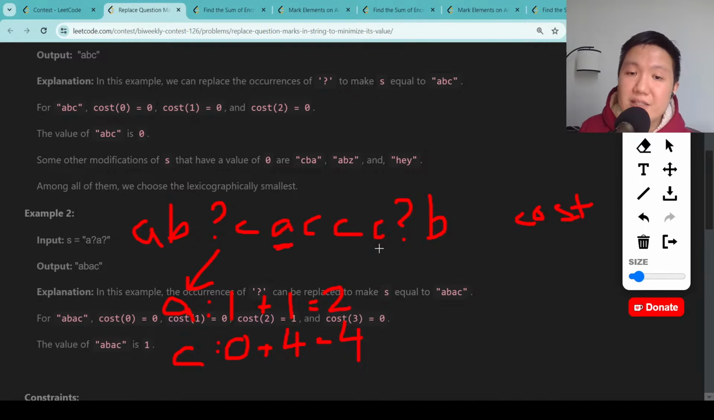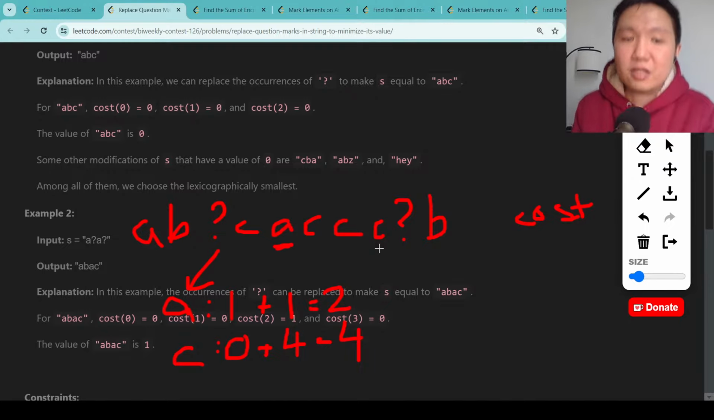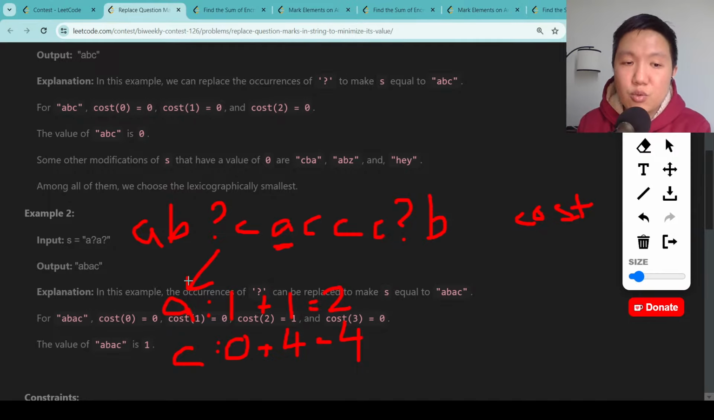So basically, if you look at it carefully, the cost of changing a question mark to a letter is just the frequency of the letter, because it's the number of occurrences before it plus the number of occurrences after it. So if you want to minimize cost, just calculate the frequency of all the letters in the whole array, and then find the ones that have the lowest cost.